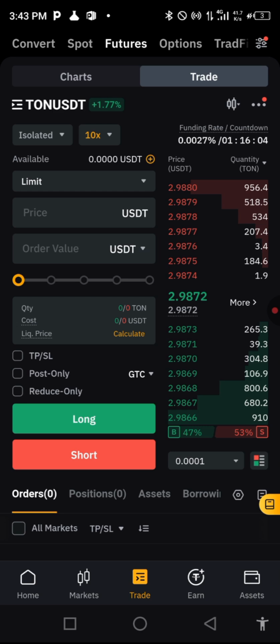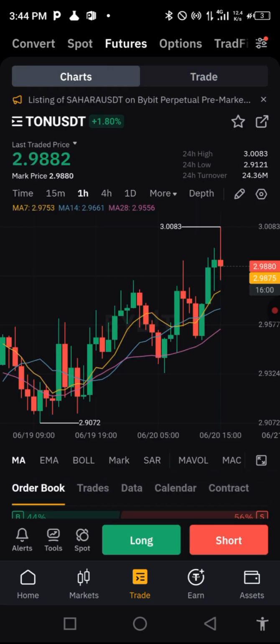Like I said, I want to take you through the two environments, which are the chart and the trade, for you to really understand it before we get into placing trades and the rest of it. Once you click on chart, now look down, you see time. You can see 15 minutes, 1 hour, 4 hours, 1 day, and more. These are the time frames for your trading.